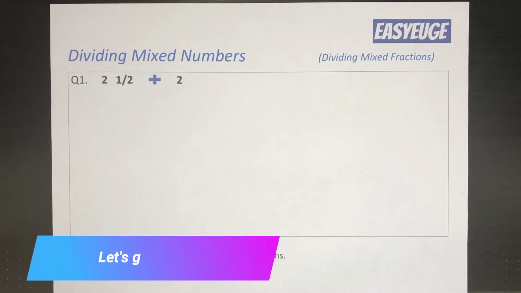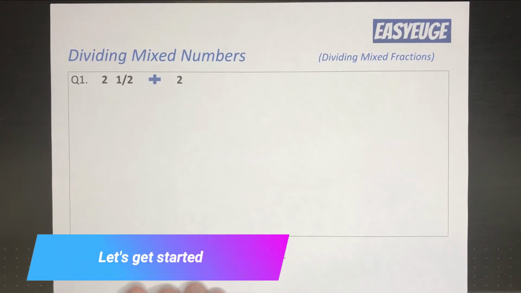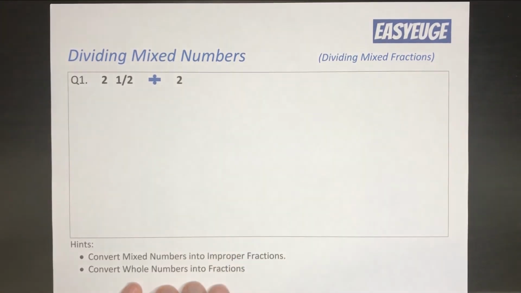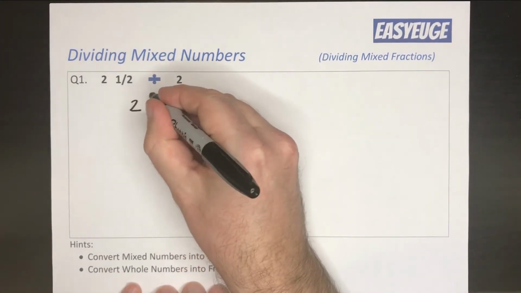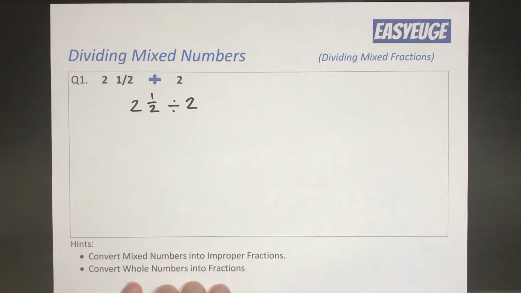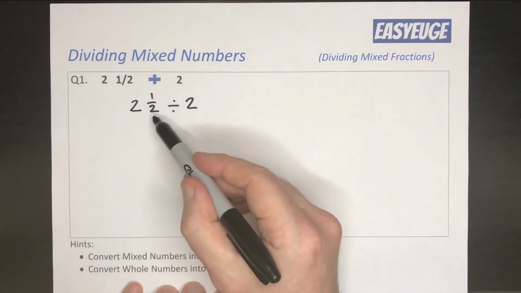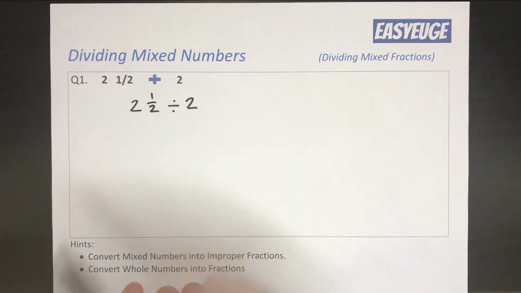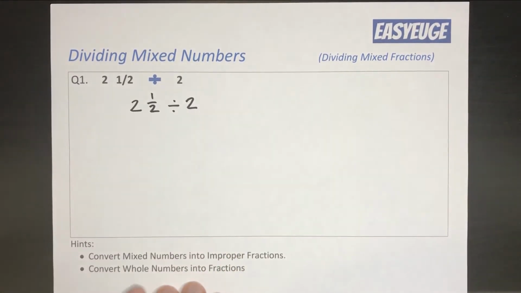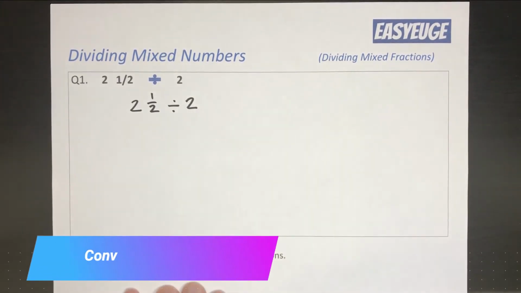Welcome to dividing mixed numbers. So this question is 2 1/2 divided by 2. Let's write that down. We have 2 1/2 and we're going to be dividing by 2. So where do we start? The first thing we need to do is look at what we're presented with. We have a mixed number, which is a whole number and a fraction, and we're dividing by a whole number. So we need to turn these into fractions.